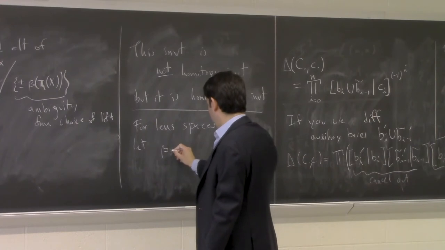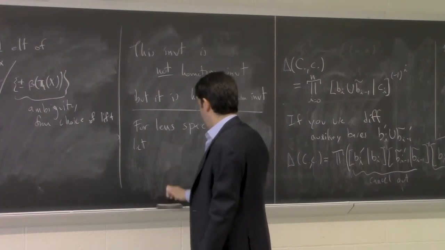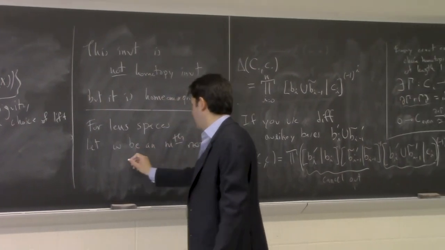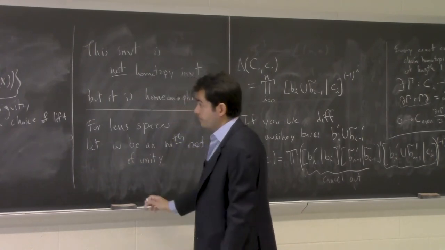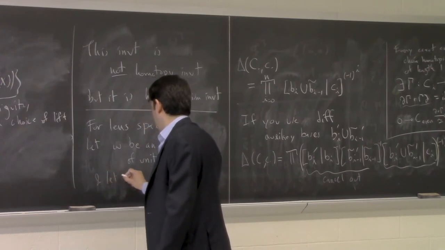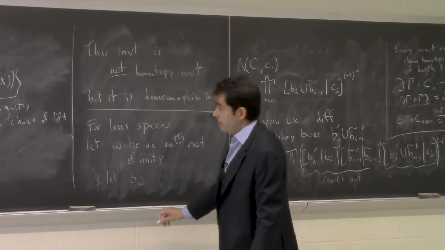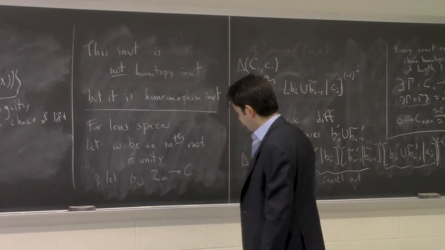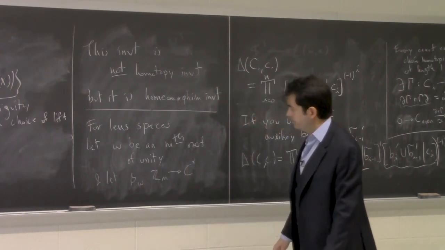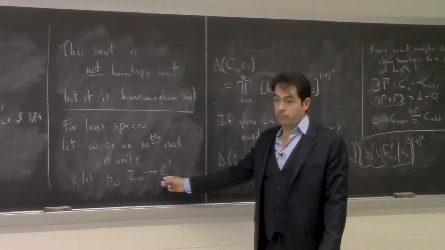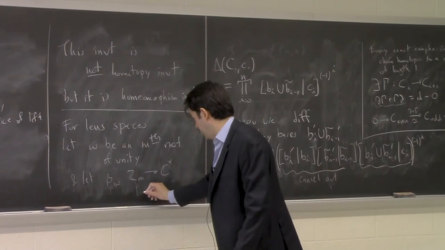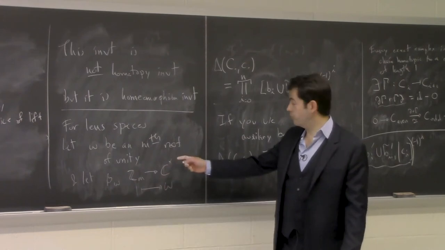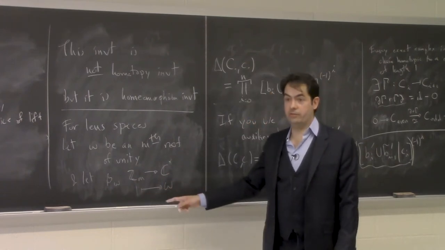So for Lens spaces, let omega be an mth root of unity and let beta sub omega be the representation. So this is going to be C, a one-dimensional representation. So I'm just going to be multiplying by a complex number. And what I want is to take the generator to omega. Right? So since it is an mth root of unity, this is a representation. Right? It's a group homomorphism.